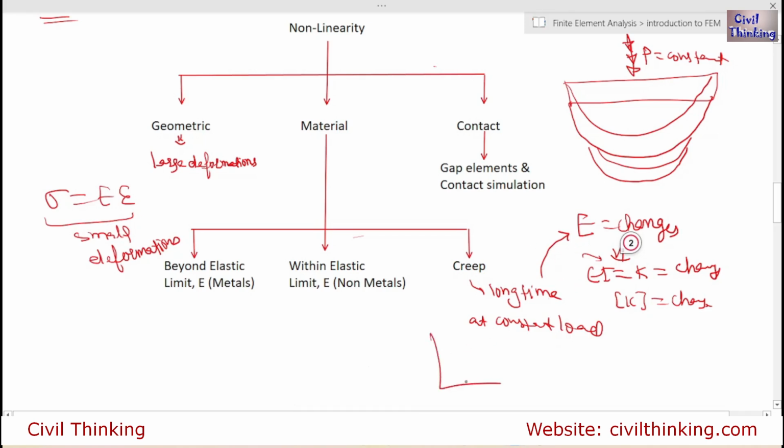Why? Because E is the slope, right? So when a body doesn't have a constant E, a constant slope, it automatically means it is not linear, right? And when we have a linear case, E is always constant at every point. Now in non-linear, E is not constant, which causes this line to be non-linear. So it is a non-linear analysis.